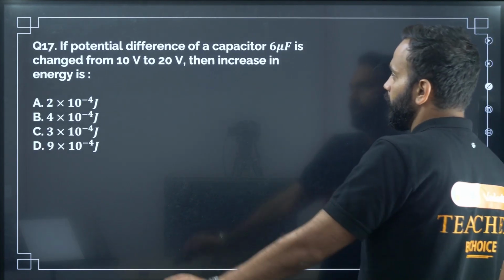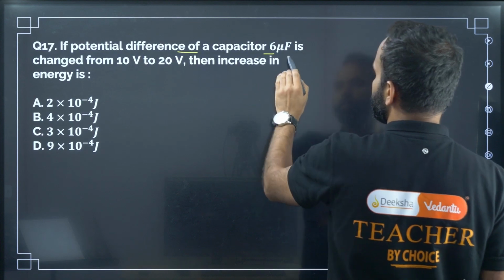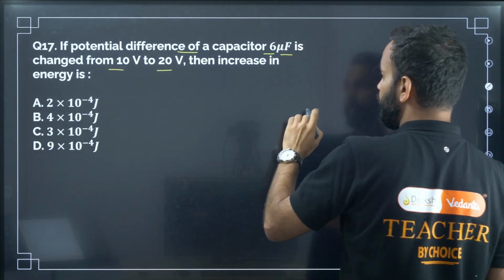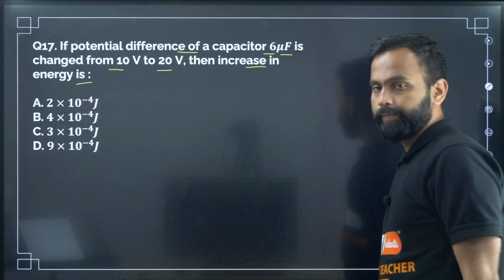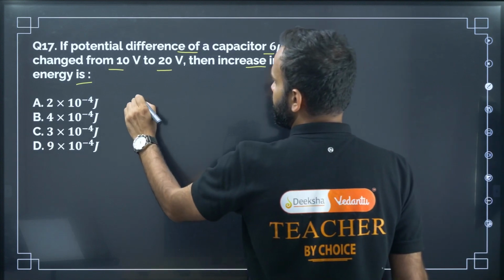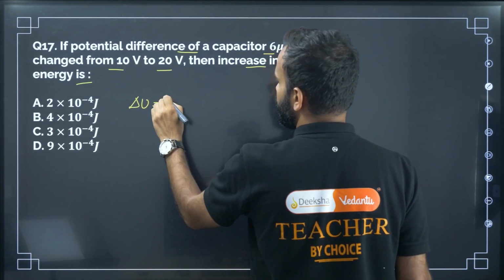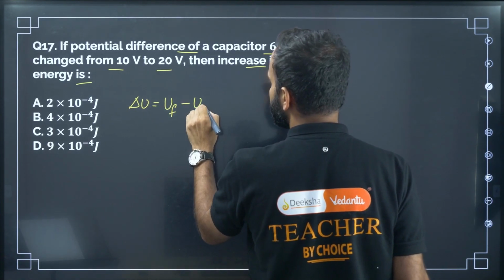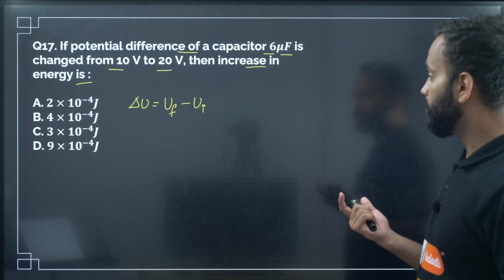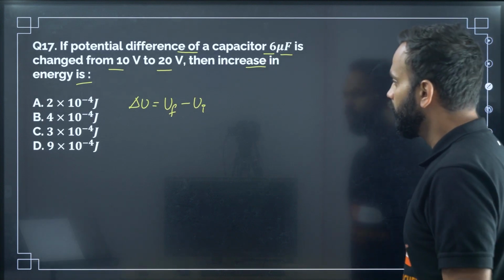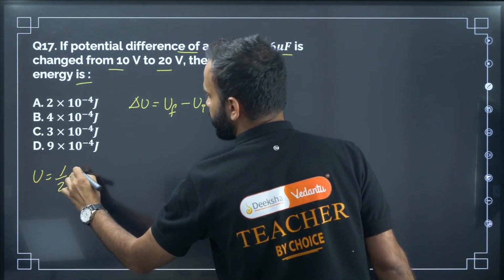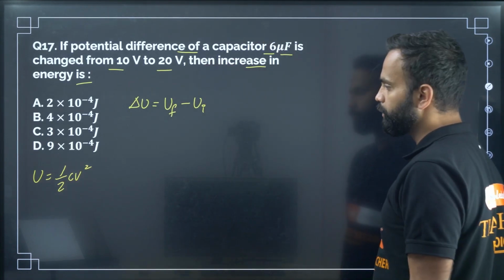Question number 17. If the potential difference across a capacitor of 6 microfarad is changed from 10 volt to 20 volt, then the increase in energy is. We need to find the increase in energy. Increase in energy is equal to final energy minus initial energy stored in the capacitor. We know that energy stored in the capacitor U is equal to half C V square.